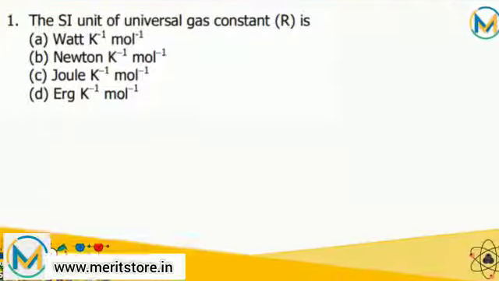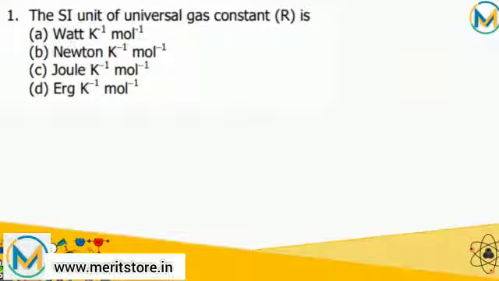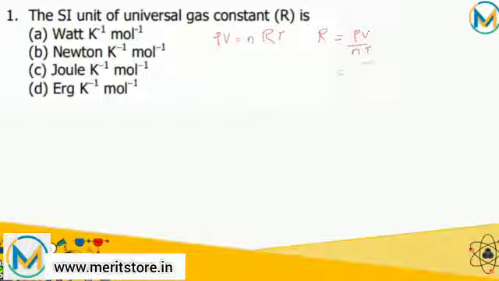First question. The SI unit of universal gas constant R is. Now we know that PV is equal to nRT. So if I take R on the other side, it gives me PV upon nT. PV is in joules, n is in mole, and T is in Kelvin. So I got the unit as joule Kelvin inverse mole inverse. So the correct answer for this question is joule Kelvin inverse mole inverse, option C.